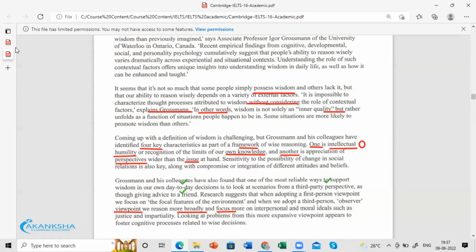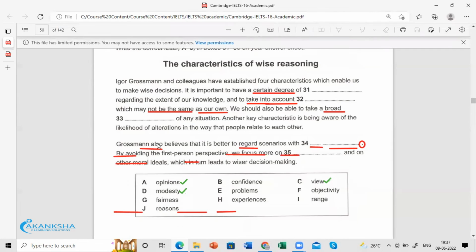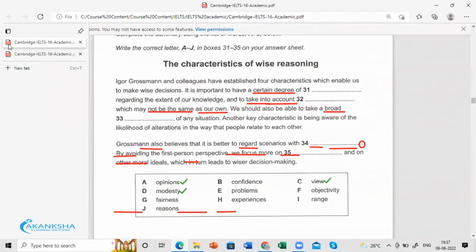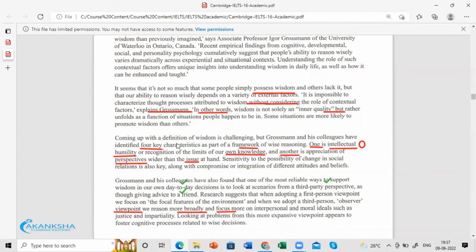And here they say that Grossman also believes that. It means it's only about him there. Okay, just giving advice. The researchers suggest, okay, they're talking about the first person viewpoint. Scenarios. Okay, it's here, sir. New paragraph.